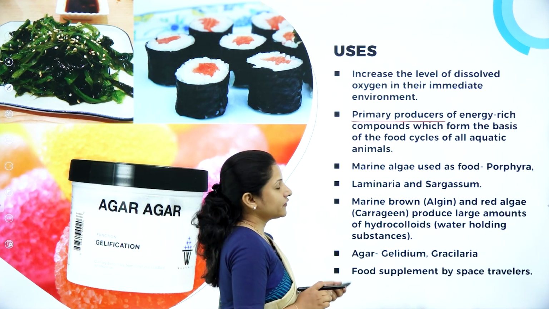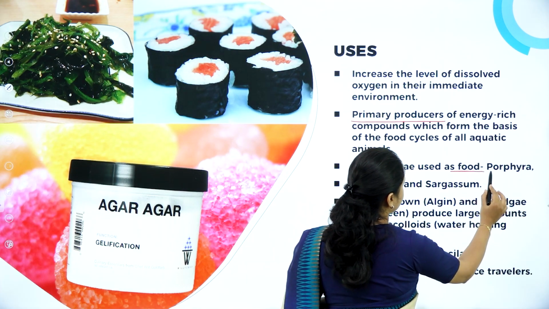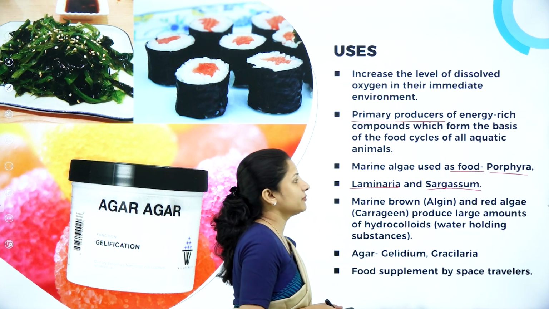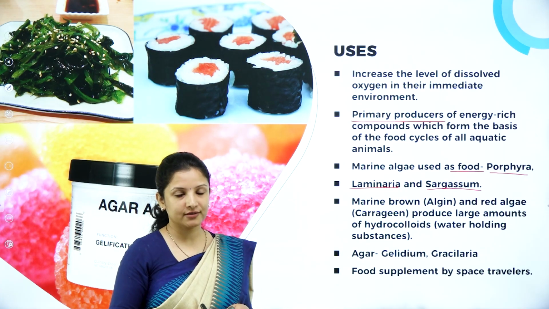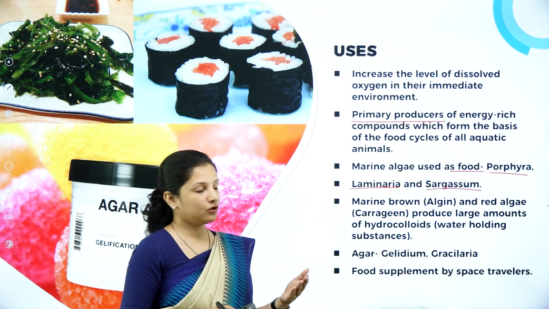And some of the marine algae are used by human beings for food, for example Porphyra, Laminaria and Sargassum. These are the marine algae which grow in oceans and seas. They are collected and different cuisines are prepared out of them.